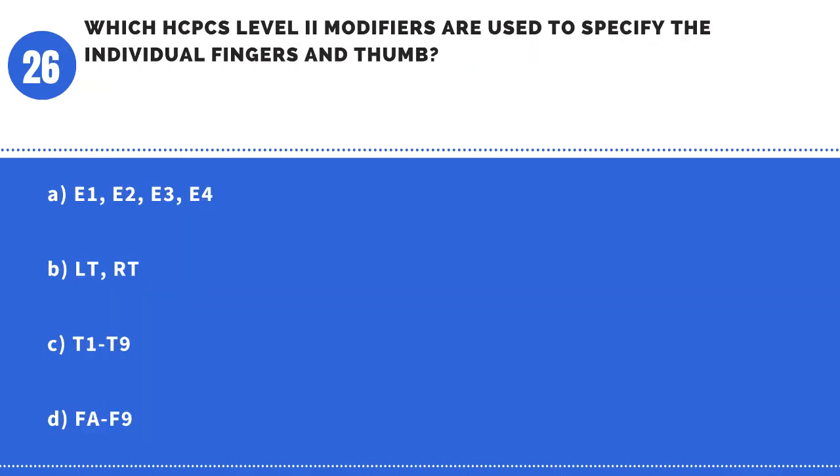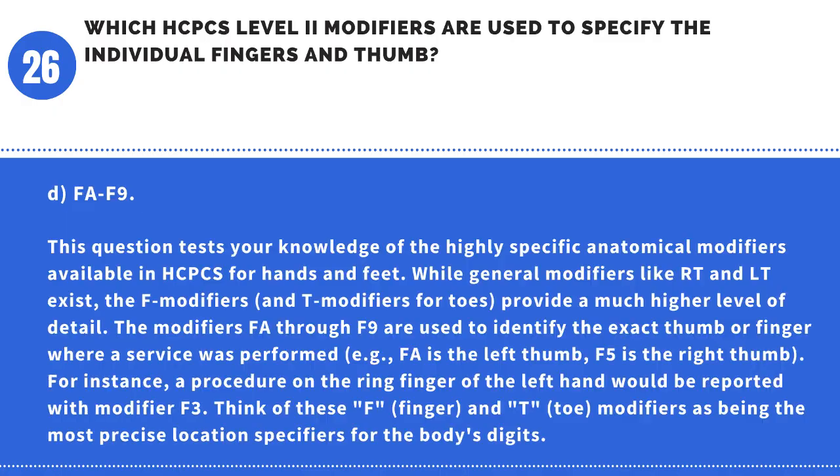Question 26. Which HCPCS Level 2 modifiers are used to specify the individual fingers and thumb? A. E1, E2, E3, E4. B. LT, RT. C. T1, T9. D. FA, F9. Answer: D. FA, F9. This question tests your knowledge of the highly specific anatomical modifiers available in HCPCS for hands and feet.